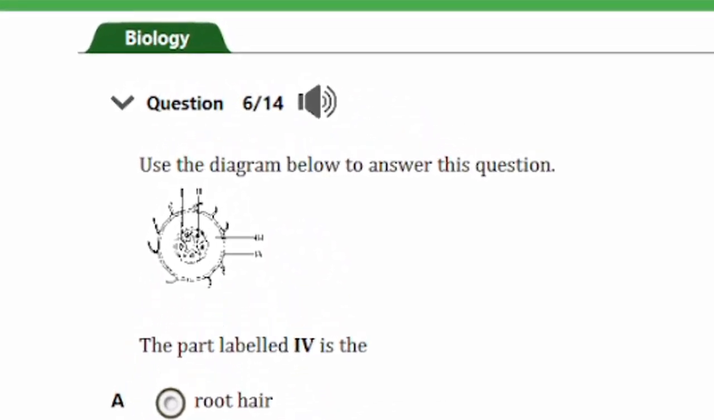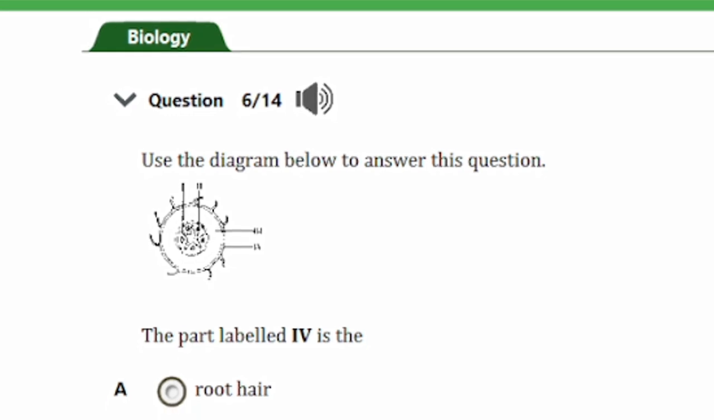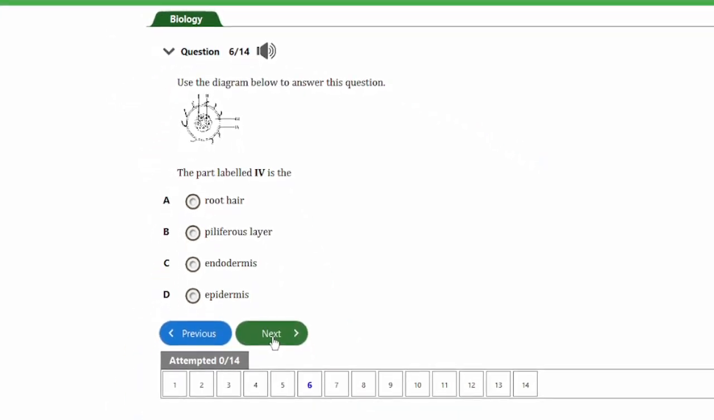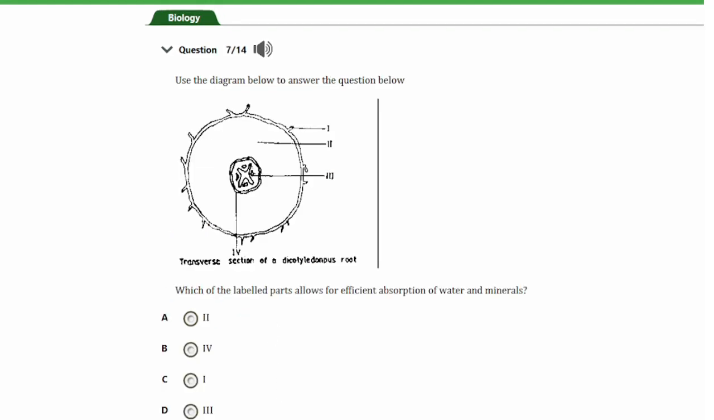So the question says, the part labeled IV is the A, root hair, B, piliferous layer, C, endodermis, and D, epidermis. So guys, the answer to this question is option B, and that's the piliferous layer. So let's consider the next question. Question number 7, it says, which of the labeled parts allows for efficient absorption of water and minerals? So guys, we have options A, II, B, IV, C, I, D, III. So guys, the answer to this question is option C, and that's I.